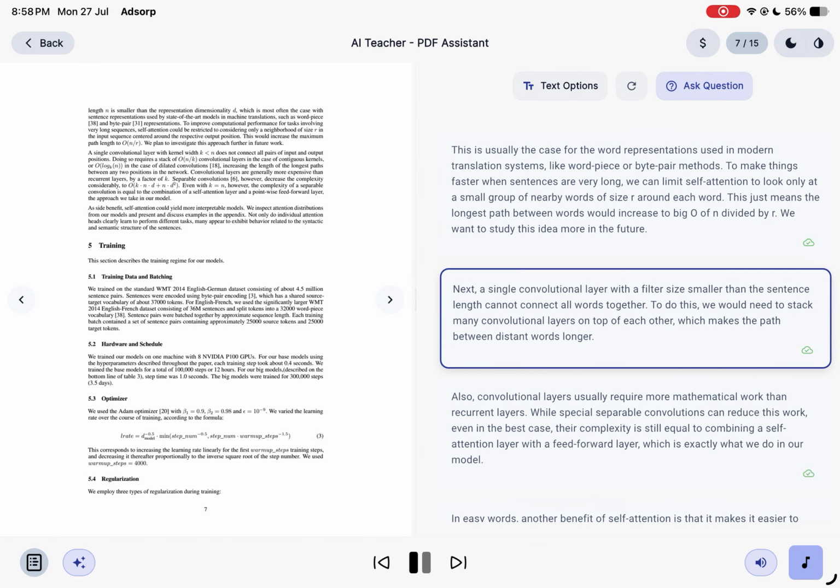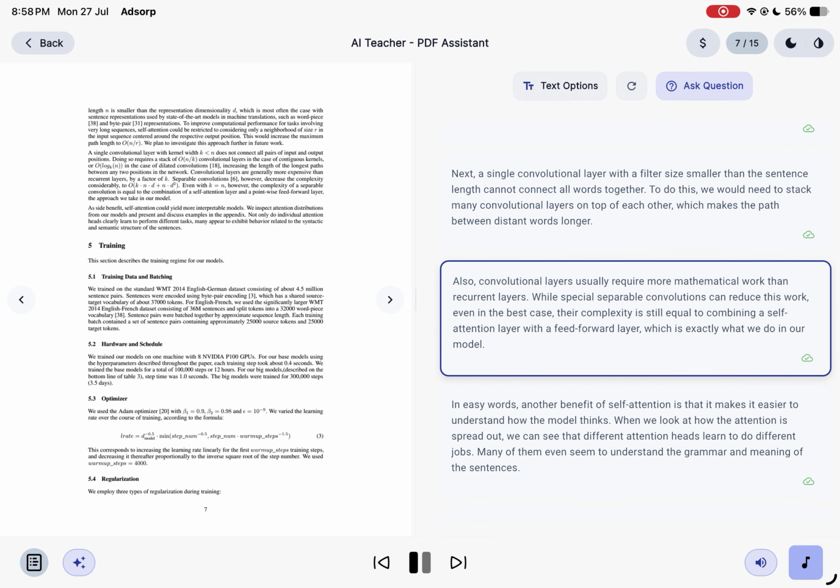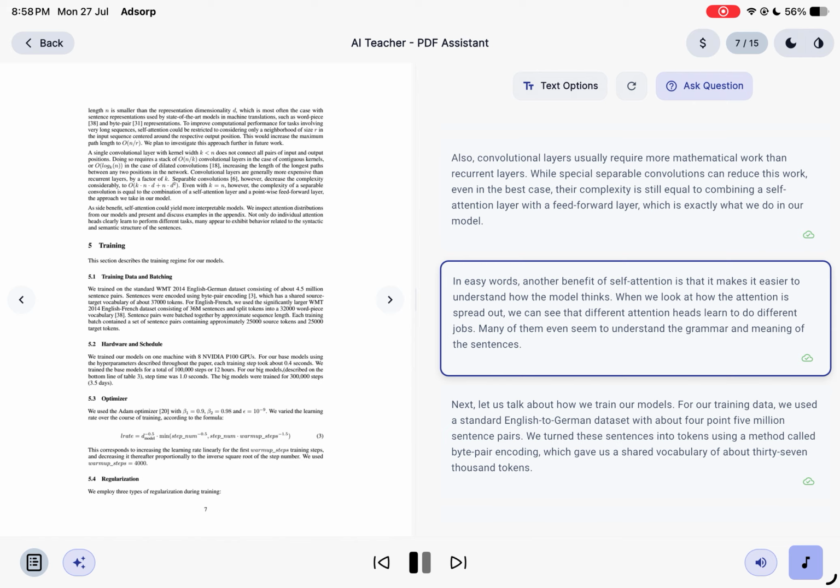Next, a single convolutional layer with a filter size smaller than the sentence's length cannot connect all words together. To do this, we would need to stack many convolutional layers on top of each other, which makes the path between distant words longer. Also, convolutional layers usually require more mathematical work than recurrent layers. While special separable convolutions can reduce this work, even in the best case, their complexity is still equal to combining a self-attention layer with a feed-forward layer, which is exactly what we do in our model. In easy words, another benefit of self-attention is that it makes it easier to understand how the model thinks. When we look at how the attention is spread out, we can see that different attention heads learn to do different jobs.